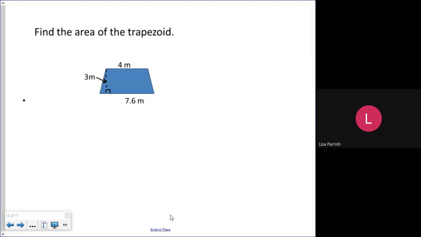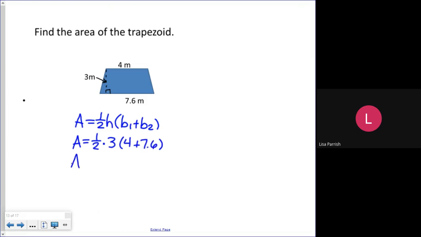Now again, start with your formula. A equals 1/2 times the height times the sum of base 1 and base 2. Plug in what we know. My height, again, look for that line running from base to base on the inside. So that's 3. And then 4 plus 7.6. Now, this is definitely a good one to have your calculator for, since there's decimals involved.